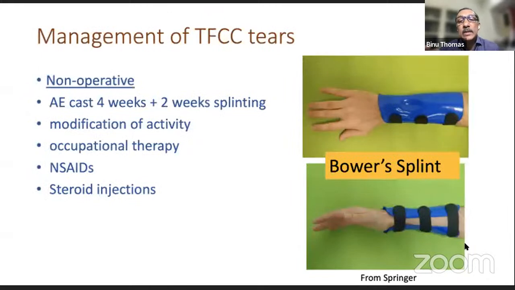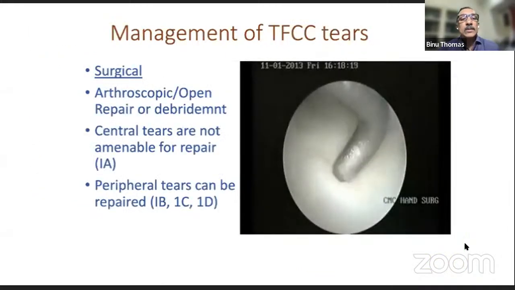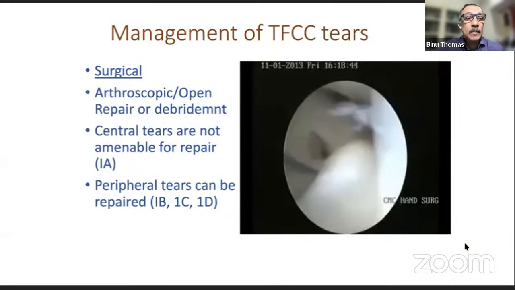The management can be non-operative initially. We always initially manage it non-operatively by putting an above elbow cast for 4 weeks, followed by splinting, the so-called Bauer splint. It prevents supination and pronation, and then of course modification of activity. Then you also do non-steroidal anti-inflammatory and steroid injections if the pain persists. But if the pain is continuing, then we usually plan for surgical management, especially if there is instability.